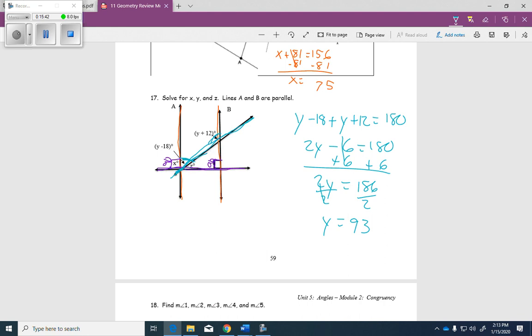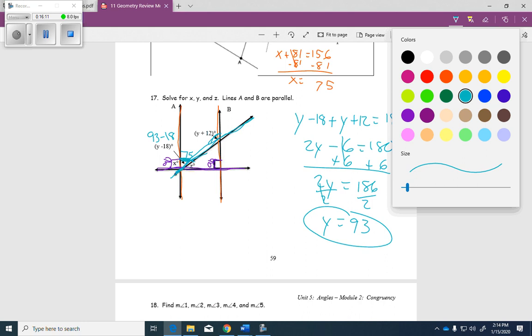Solve for x, y, and z. So I found x to be 90. I found y to be 93. The only way I could find z, though, is if I know this angle in here. So I'm going to plug in my 93 in place of my y, and 93 minus 18 turns out to be 75. So this angle is 75.